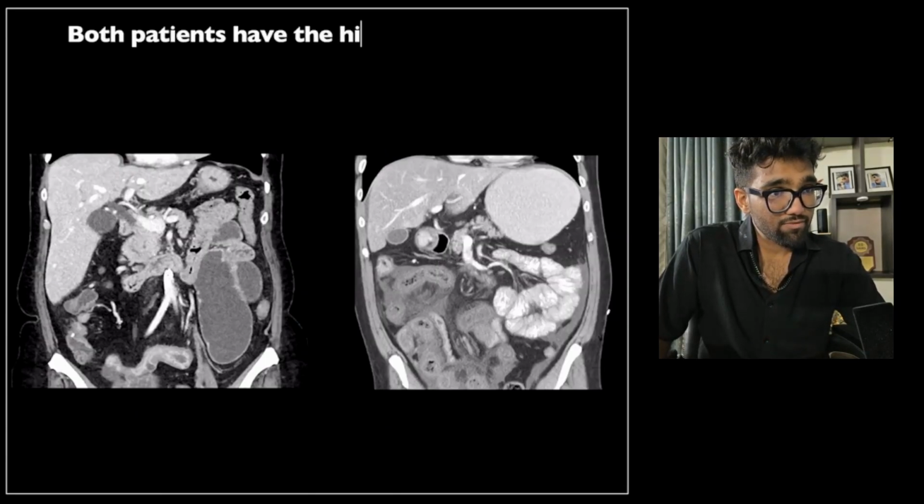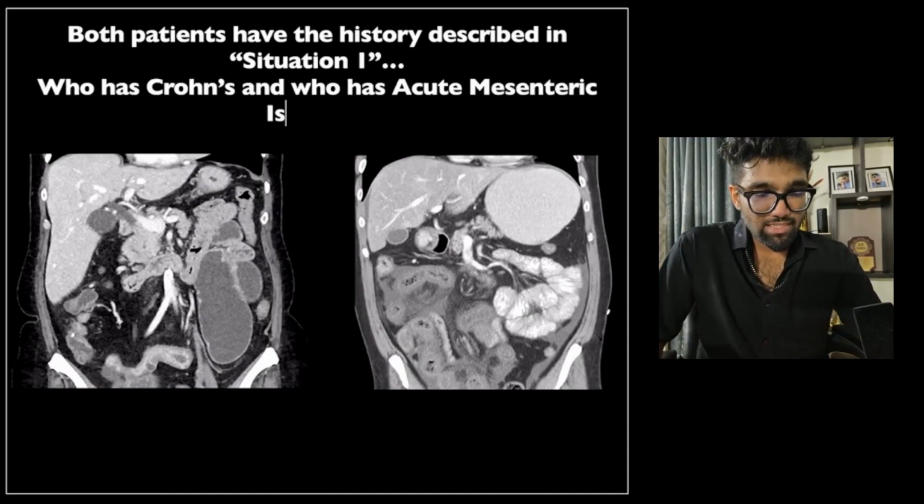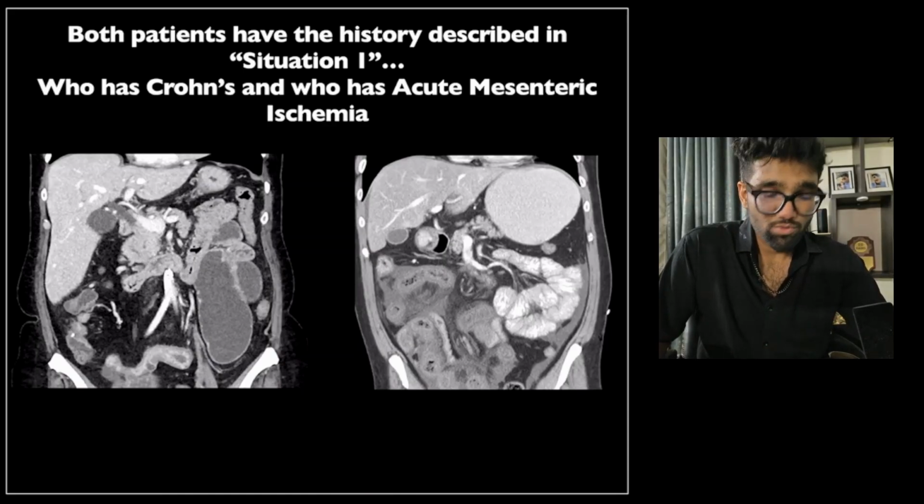Okay. Now, finally, as we end, both of these are CT scans from two different patients, and both of them have a history that is compatible with what was described in situation 1. Now, which one of these patients has Crohn's disease and who has acute mesenteric ischemia?